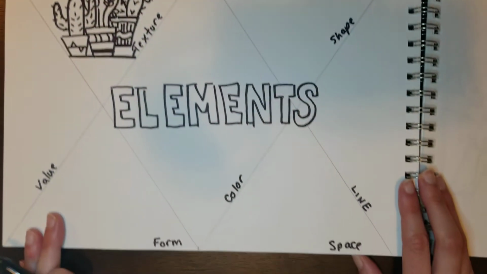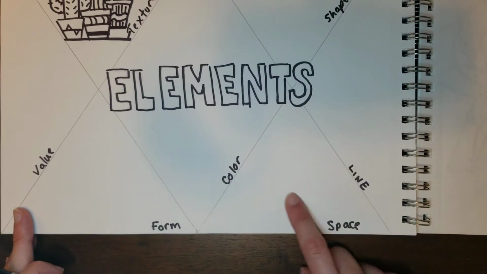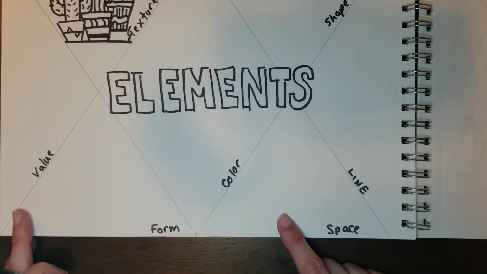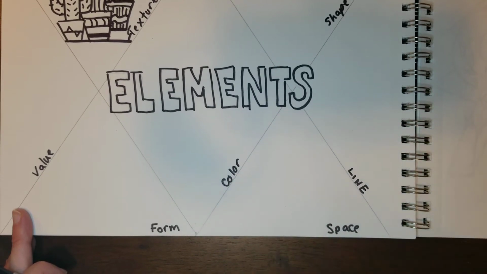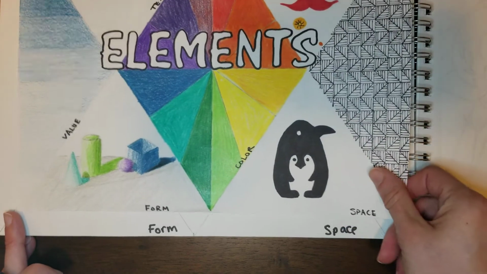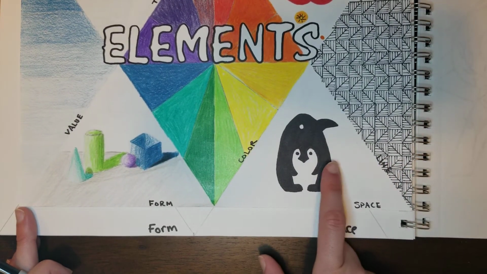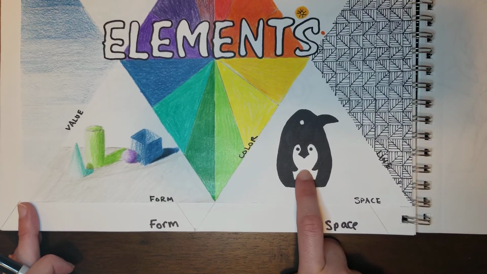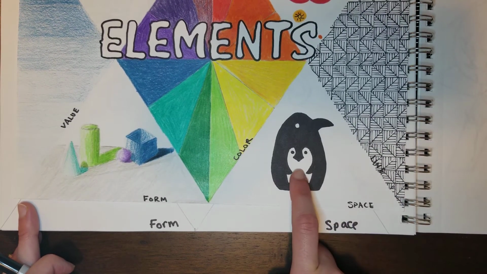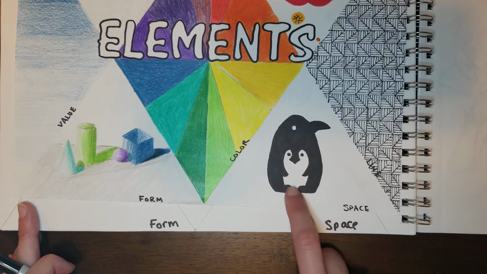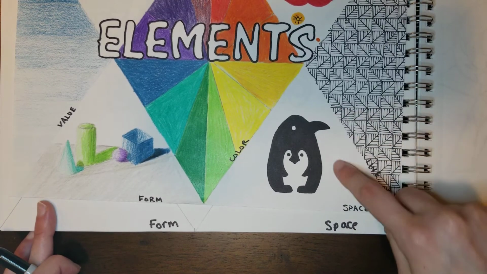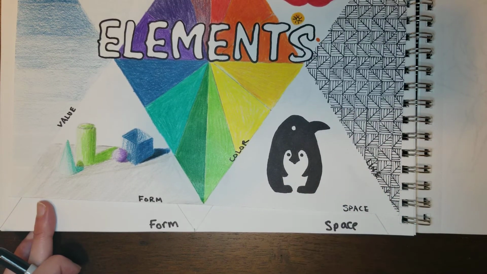The next one let's do is space. So space is the area around something, between something, or within something. So you can see in my example here, I made a penguin and it's black, and then on the inside I did a baby penguin, but I only used the white of the background of the paper to become the baby penguin. So I've used the space of the background to make an image as well.